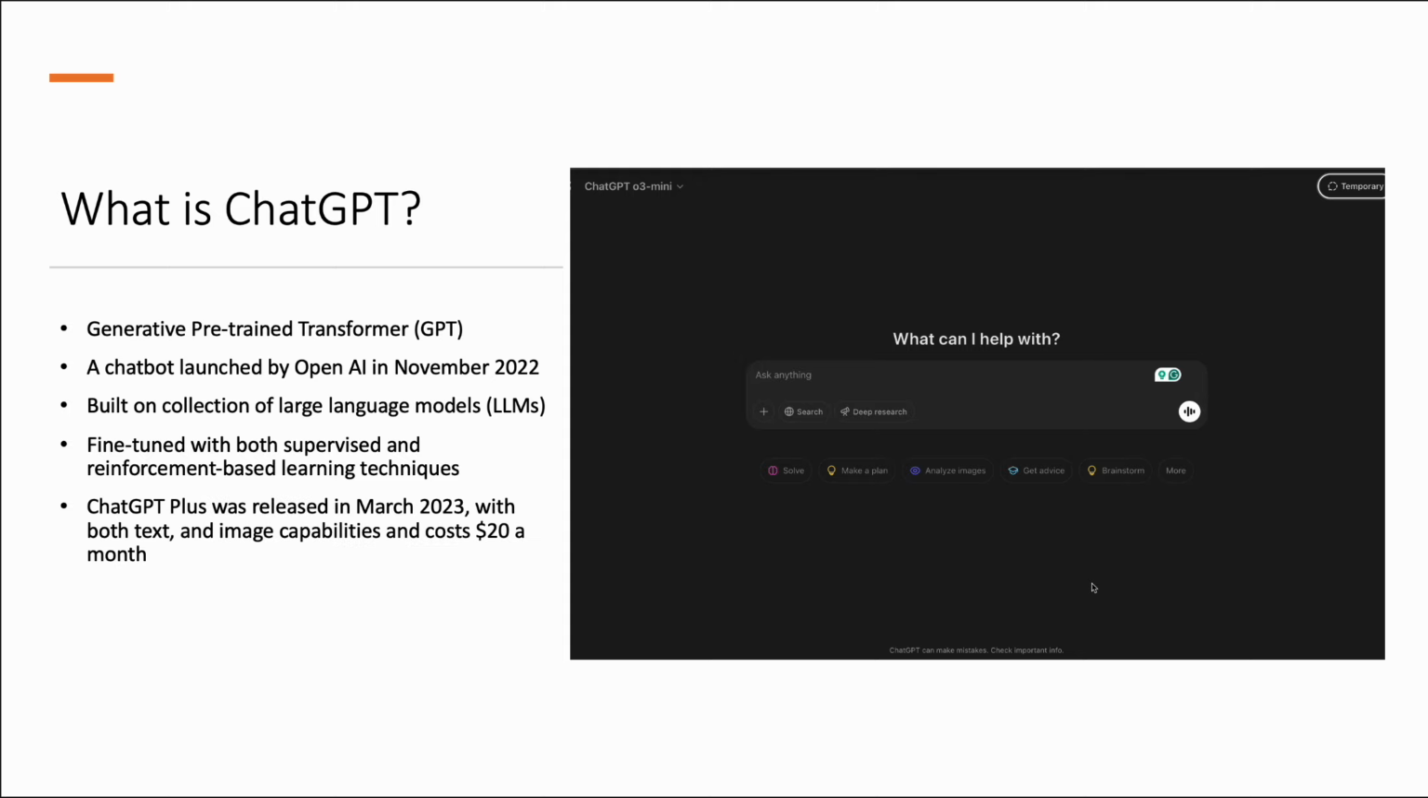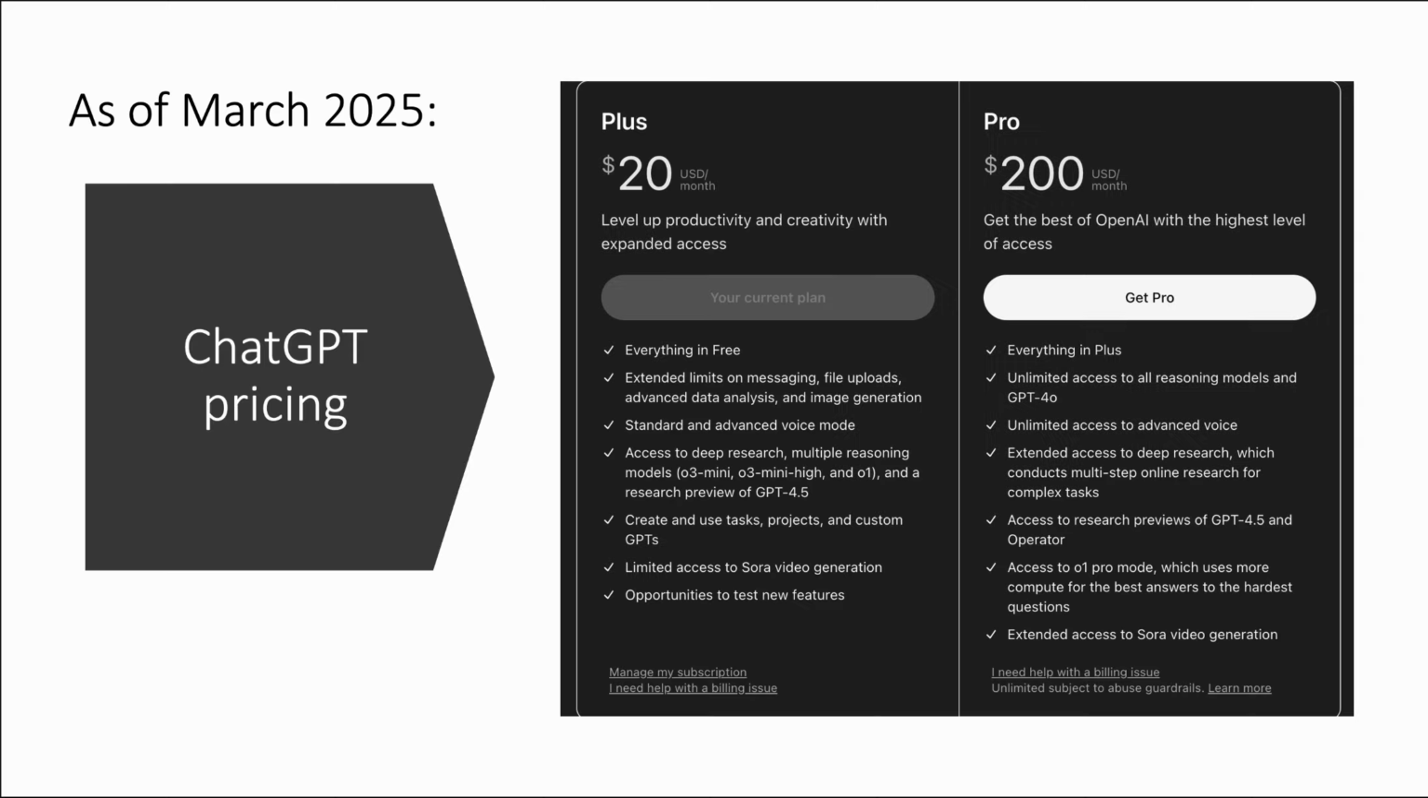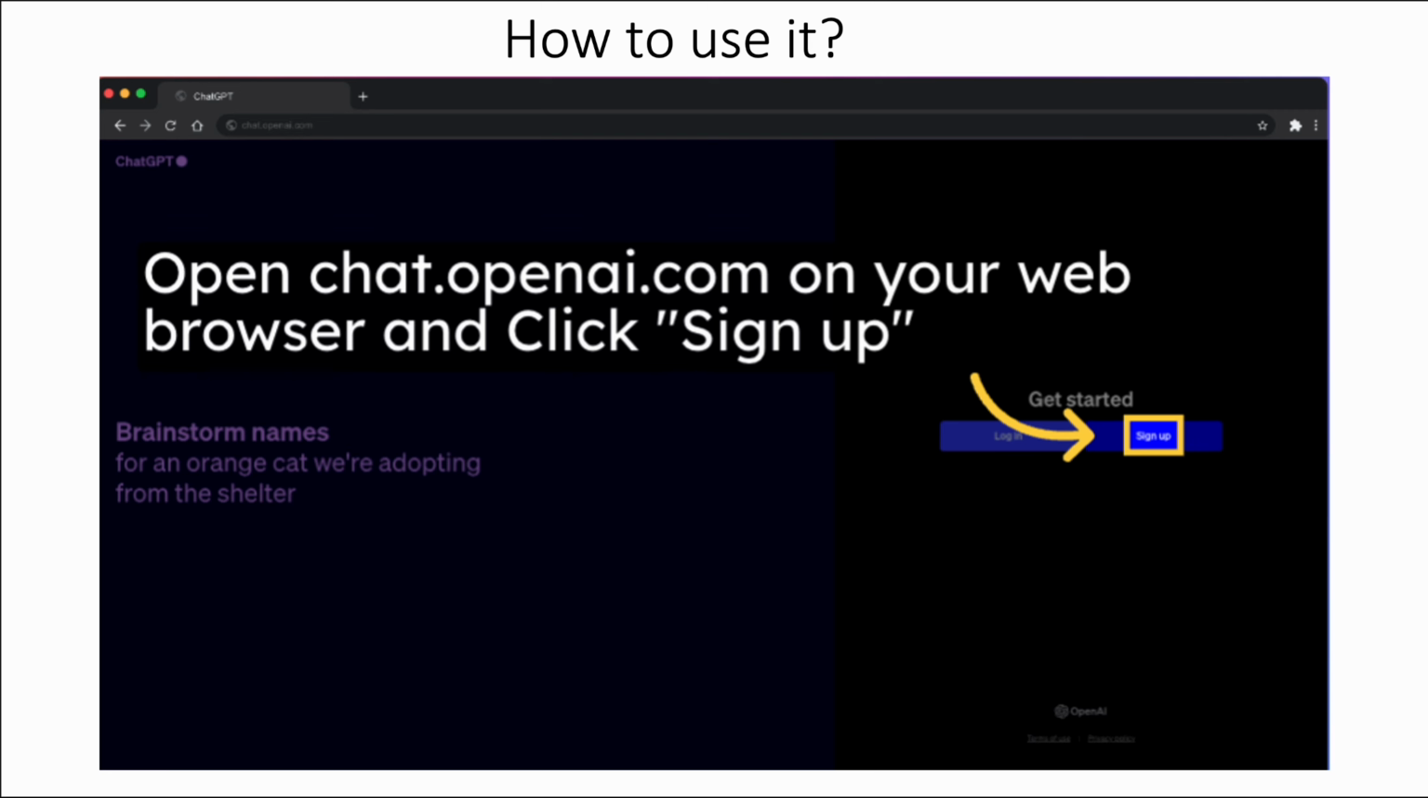In March 2023, ChatGPT Plus was released with both text and image capabilities and costs $20 a month. As of March 2025, the Plus version costs $20 per month and the Pro version costs $200 per month for ChatGPT, but you don't have to pay anything to use the free version.